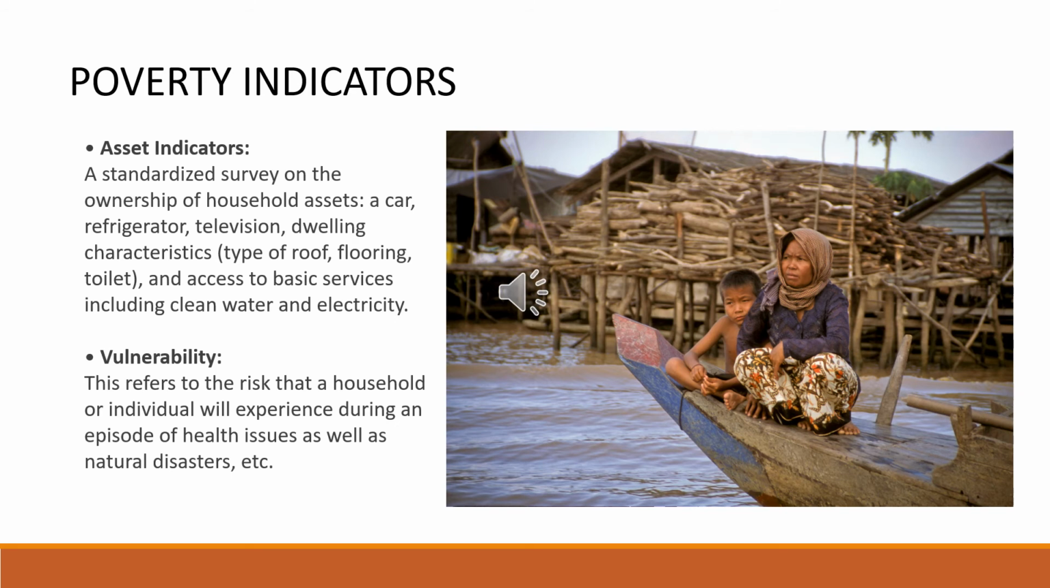There are two other types of poverty indicators. One is the asset indicator. Basically, it measures or it surveys the ownership of a family. Meron bang pag-aari na kotse, refrigerator, may TV ba? Ano yung dwelling characteristics? At ano yung access to basic services? Meron bang clean water or electricity yung household? So this is a type of asset indicators which help us measure the poverty level of a family.